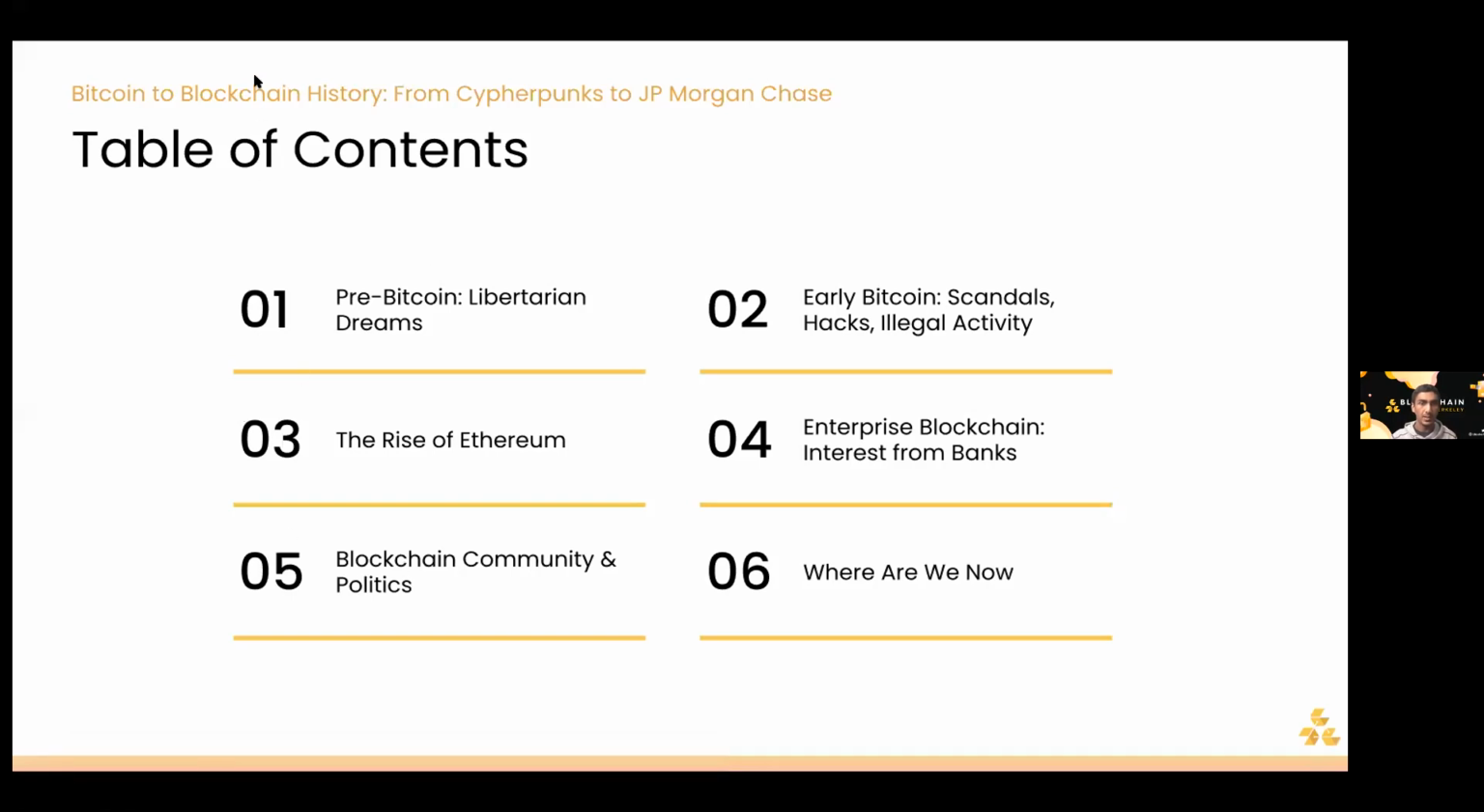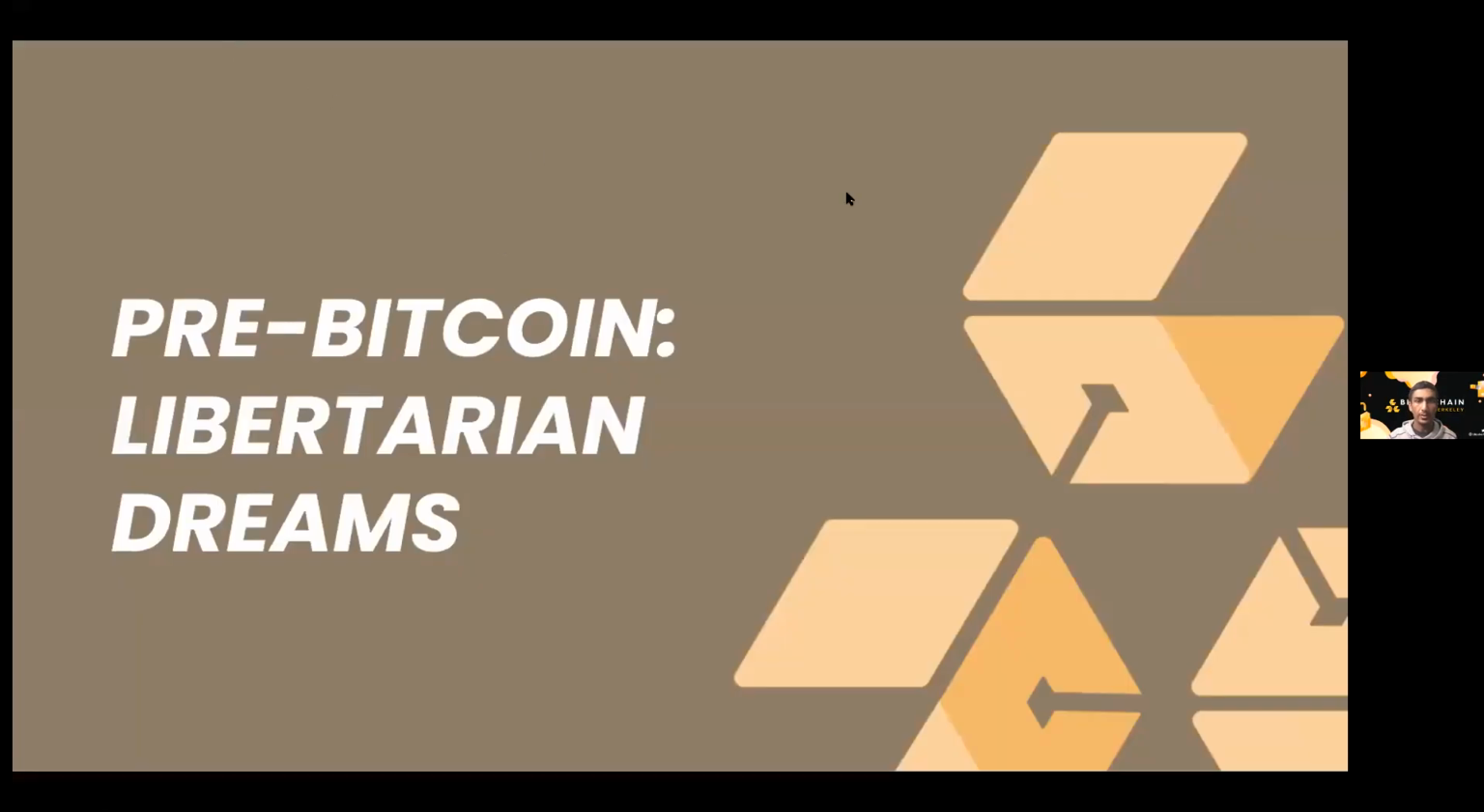Table of contents. Today we're going to talk about a couple things. I will take on the first couple sections, so talk about Bitcoin and the philosophy behind that, and then talk about after the birth of this technology, what is the early history behind it. And then Kentaro will take over from the more modern approach to what blockchain is nowadays. So starting off with the pre-Bitcoin times, libertarian dreams.